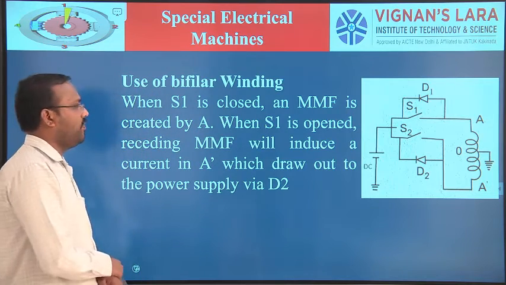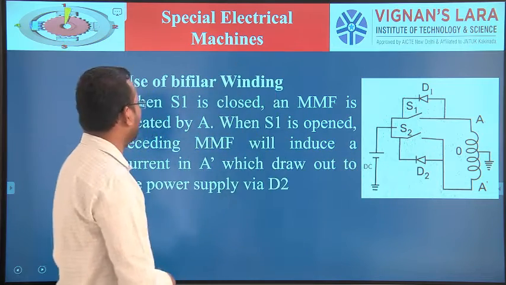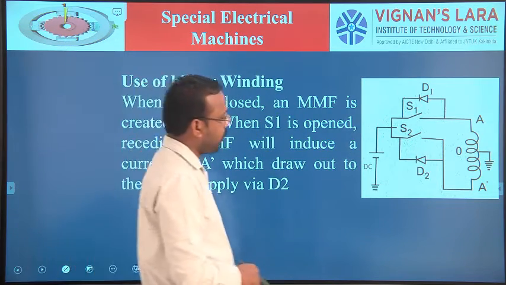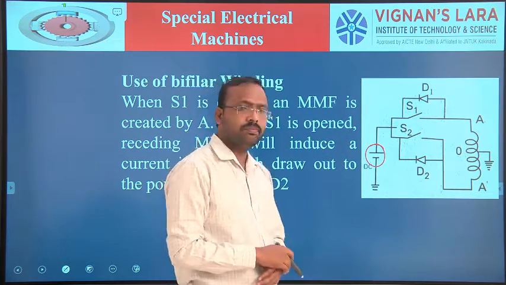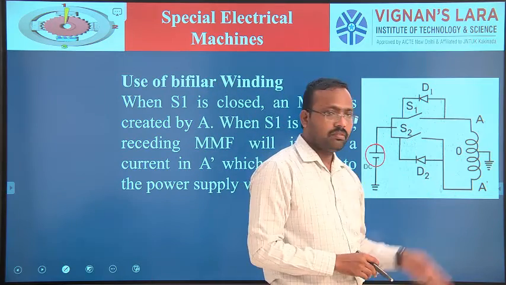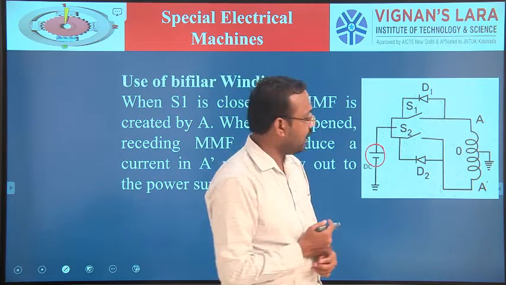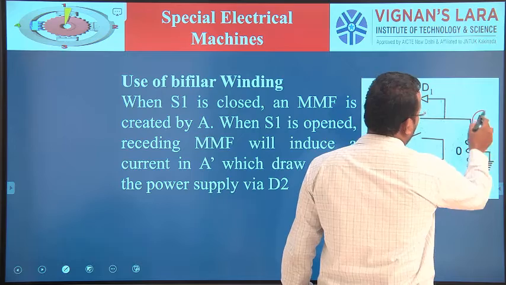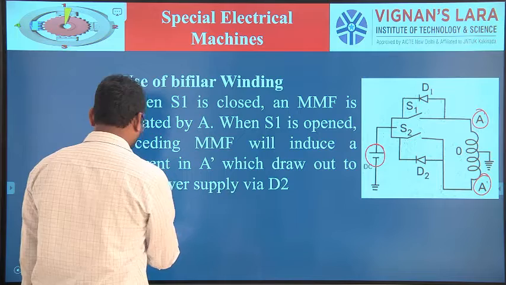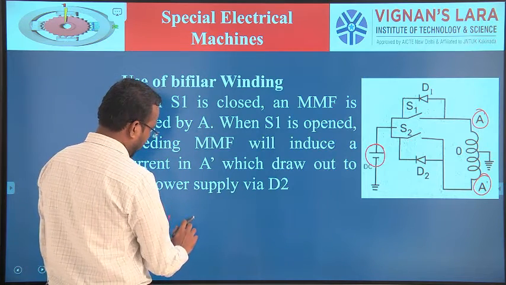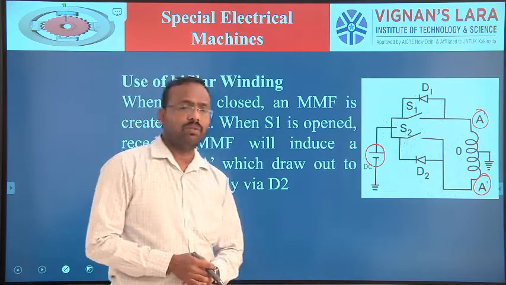Next one is the bifilar winding structure. Now, in this case also we are using only one voltage source. The source is grounded. Here also we have a center tap; the center of the phase winding is grounded. So we have two terminals: one terminal is A, another terminal is A prime. Some textbooks give them as A1, A2, but here we are using A and A prime.